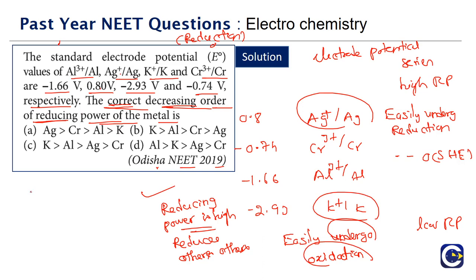So decreasing order of reducing power means what will be the order? We have to come from bottom to top, that's it. Potassium more than aluminum more than chromium more than silver. So what is the correct answer for this?